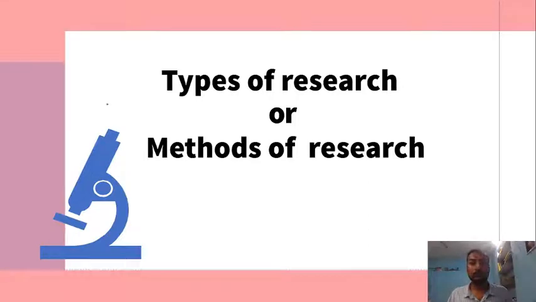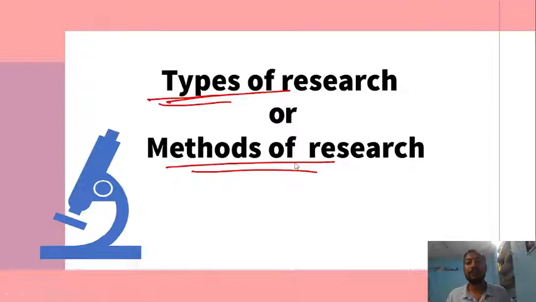So on screen you can see the types of research or methods of research. Both are the same. Types means different types will come. Method means the way you do your study. So all these things are more or less the same. UGC or NTA have given different syllabus and different codes, but both are the same thing, and you should keep that in mind.